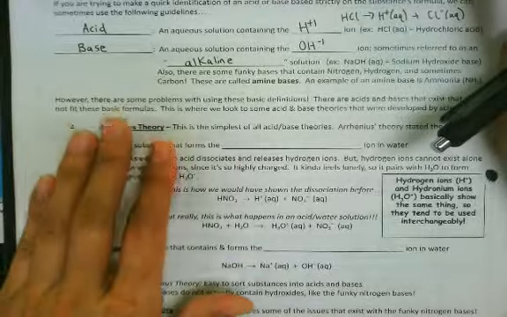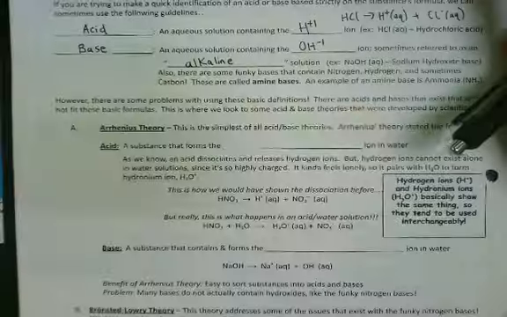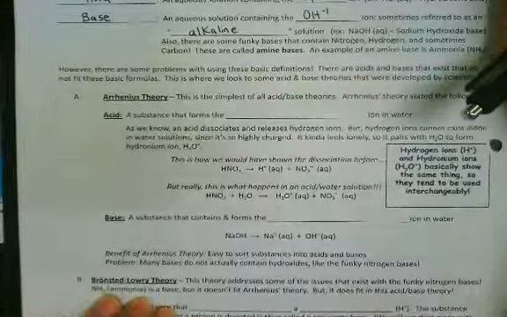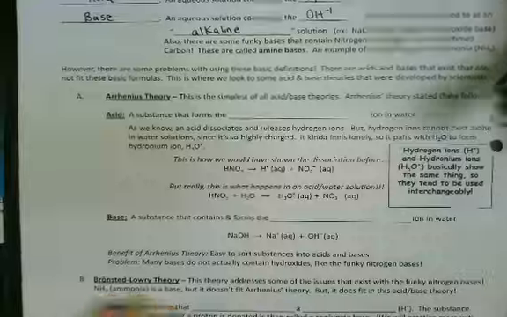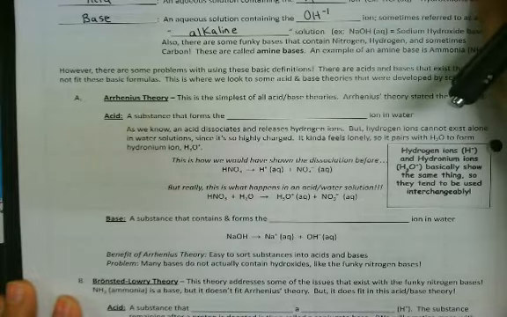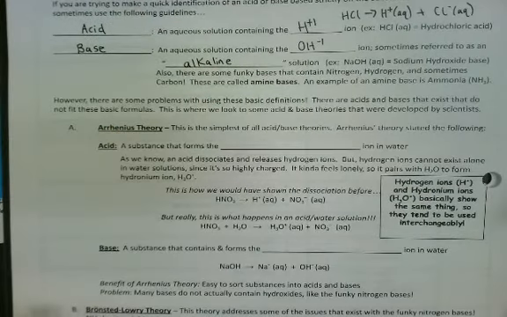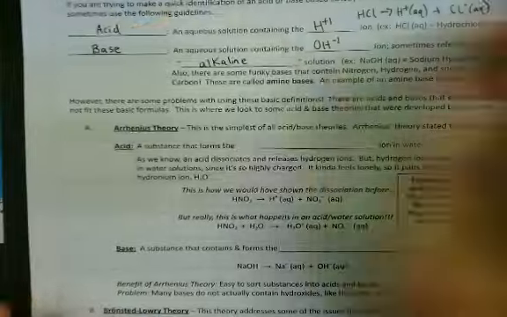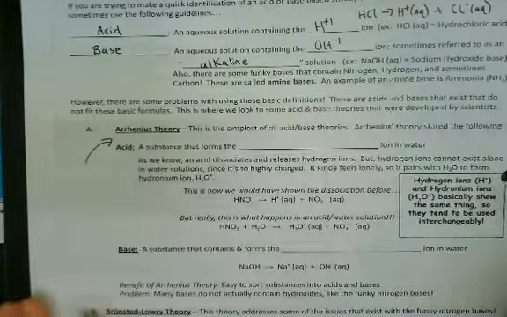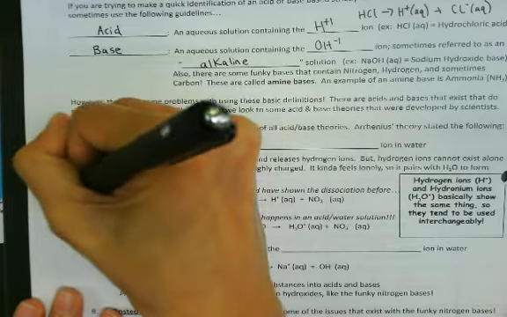So the first theory that we're going to look at goes along with this idea of hydrogen ions and hydroxide ions. We'll also look at the Bronsted-Lowry theory here in a second, which is a little bit more of an inclusive definition in terms of the things that we consider bases. So, this first one, Arrhenius theory. This is the simplest of all of our acid and base theories. Arrhenius theory is really great for quick identification.